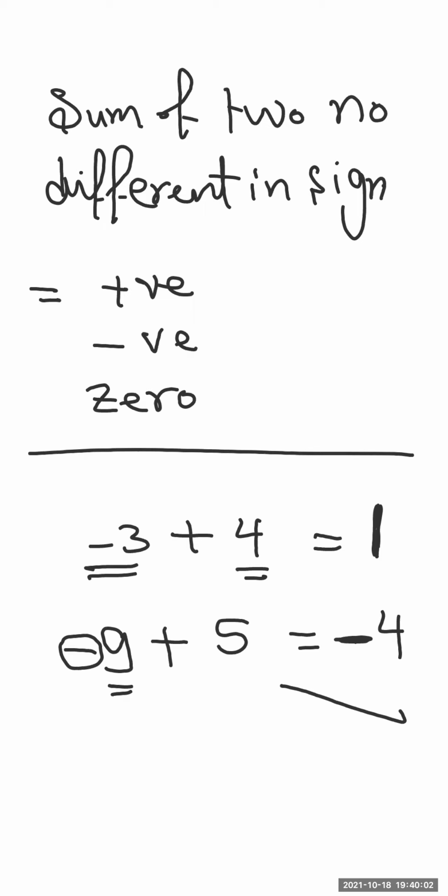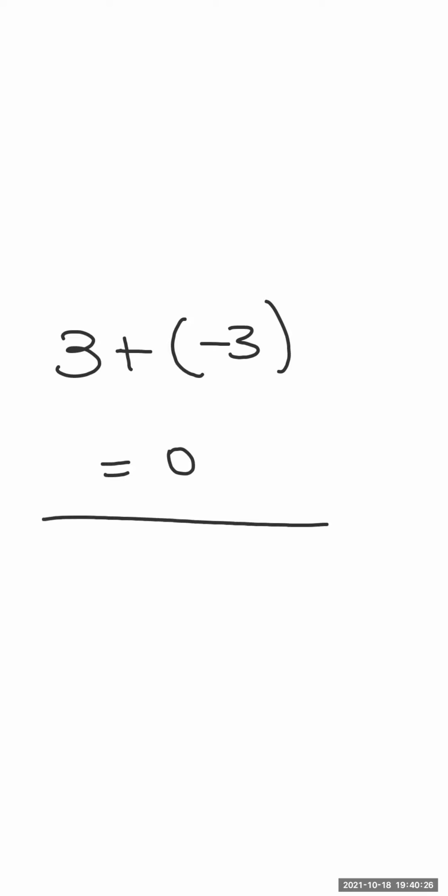In some cases, the sum of two different numbers with different signs equals 0. Like what? Like 3 plus -3. So in this case, it will be 0. Correct? Or -7 plus 7, also 0. Okay, guys?